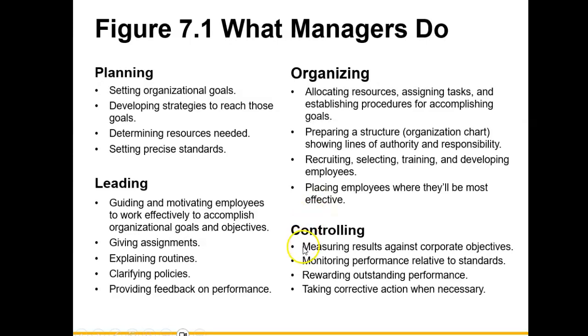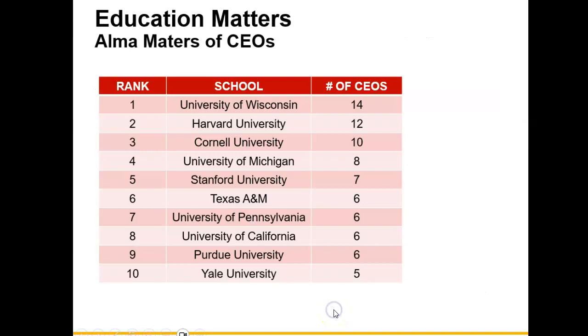When it comes to controlling, you're measuring results against the corporate objective. Did we reach our goals for this week, this month, for the quarter? You're monitoring the performance of the employees compared to the standards. Rewarding outstanding performance. Rewarding goes a long way. Tell the employees, hey, you're doing a great job. That is a big motivational factor. And as a manager, you must take corrective actions when necessary.